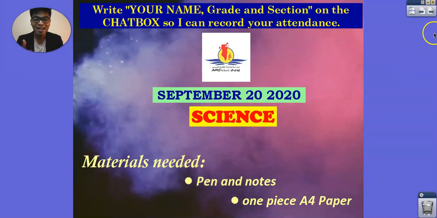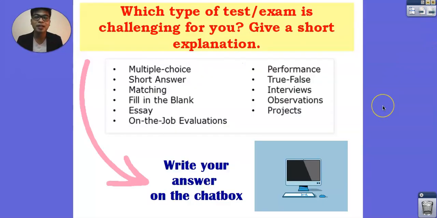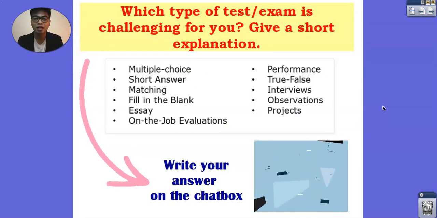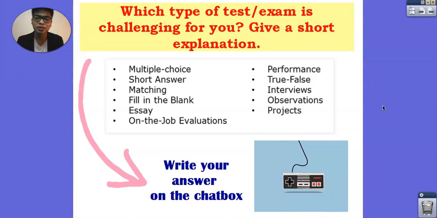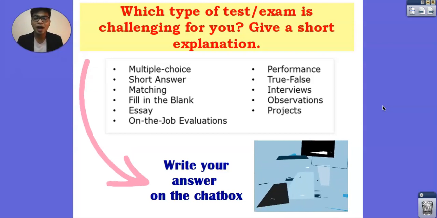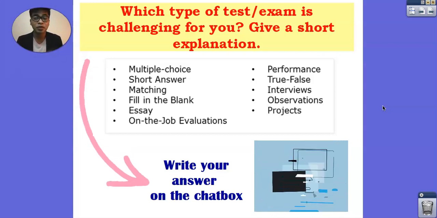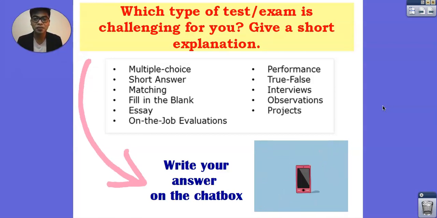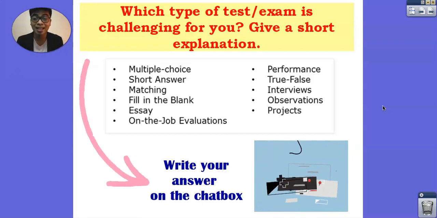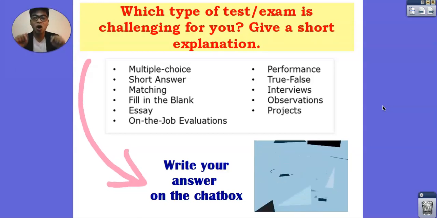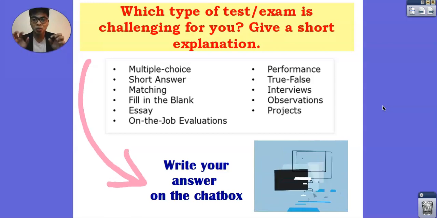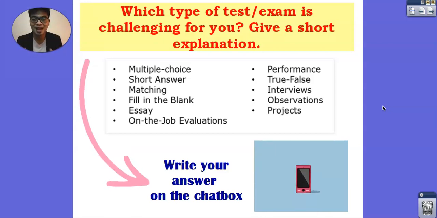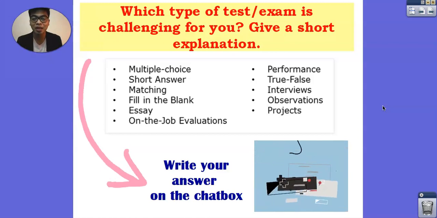Before we start with our topic, you have taken a lot of exams and tests from grade 1 until grade 8. So tell me, which type of test or exam do you think is challenging for you? Give a short explanation for that and let me know in the comment section below, or on the discussion, or you can send me a message using your ADL or the Zoom messages.